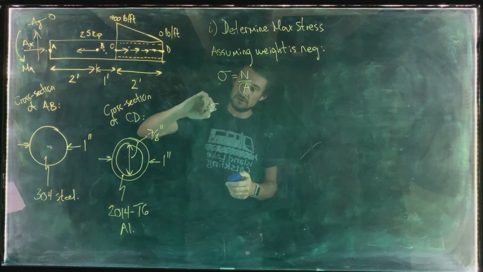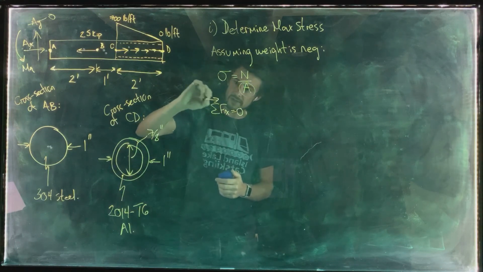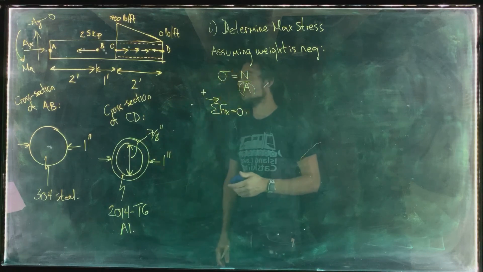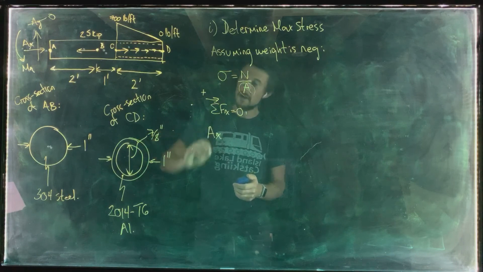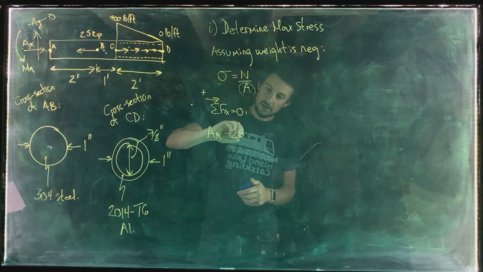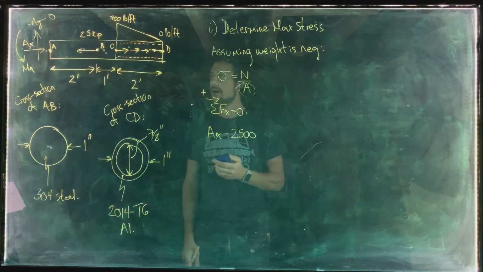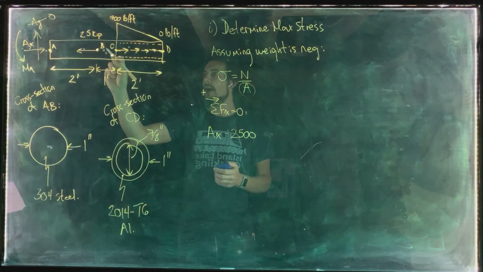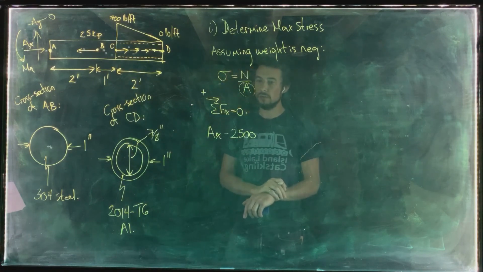So let's do that. Sum of the forces in the X direction has to be 0 for the whole object. And I'm going to take over to the right as being my positive direction here. So in that equation, we've got AX, subtract our 2.5 kip, and I'm changing that to pounds there. And then the other thing that we have is this distributed load.